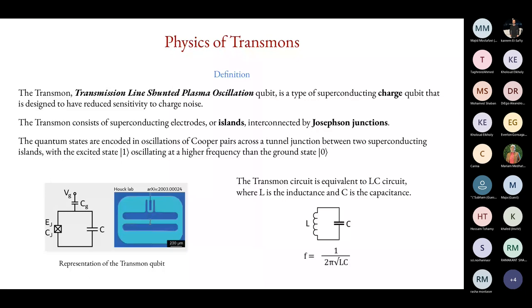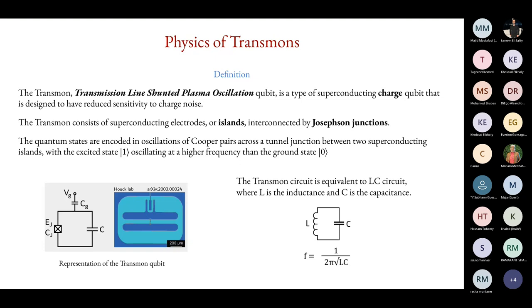The transmon, or the transmission line shunted plasma oscillation qubit, is a type of superconducting charge qubit that is designed to have reduced sensitivity to charge noise. This is still also a challenge, which is that the qubits that we engineer are actually sensitive to their environment perturbations. And one of the most noisy effects would be the noise coming from the charges. So we can still manage to have transmons relatively stable and able to endure the noise coming from the charges, and it would be a sufficiently good qubit to have our computations done correctly.